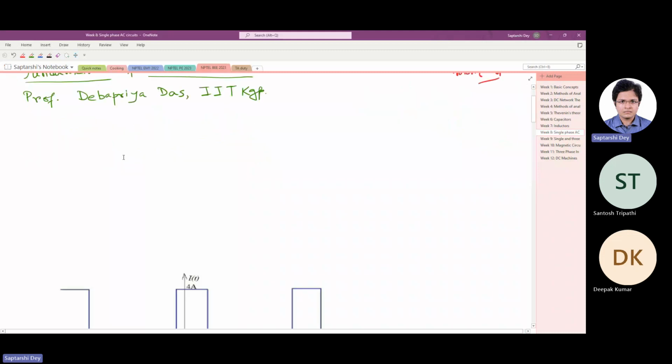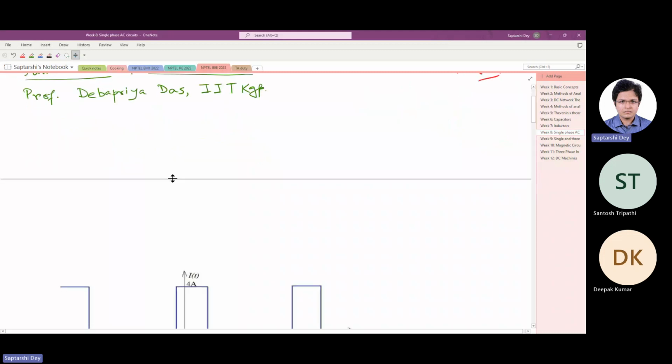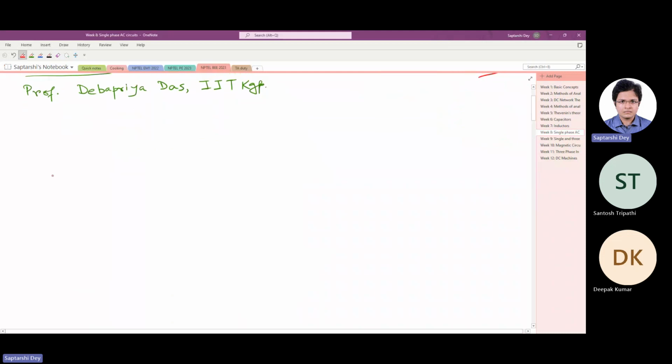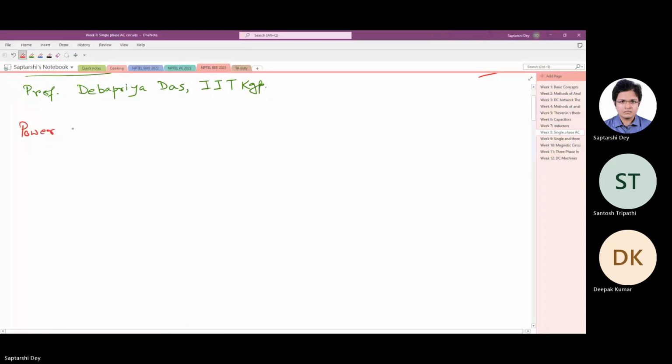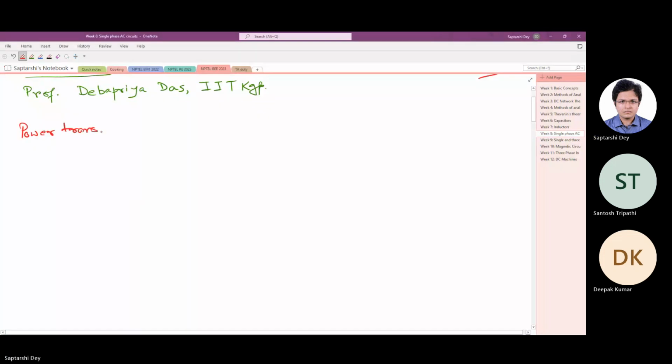Okay. Today's class we will start with a general concept of power in AC circuits. It is a very important concept. I would request you to take a note and understand how this works. Later on you will encounter this concept many times. Power transfer.